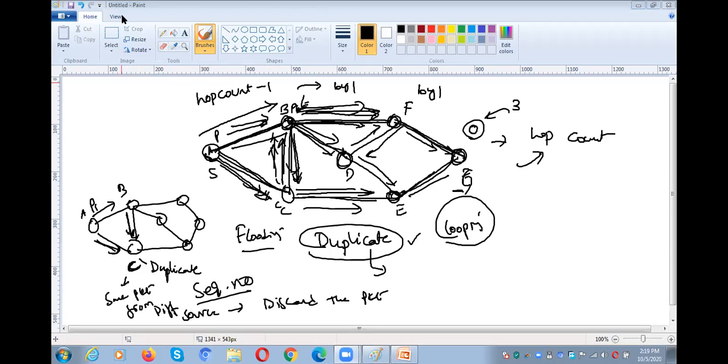Have you got my point? So likewise, with the help of the hop counter and the sequence number, we can avoid the duplicate problem and the looping problem.